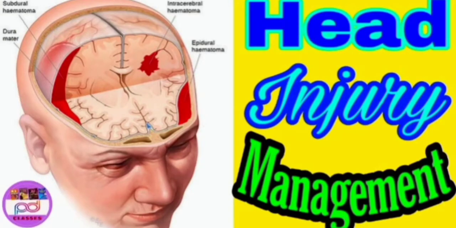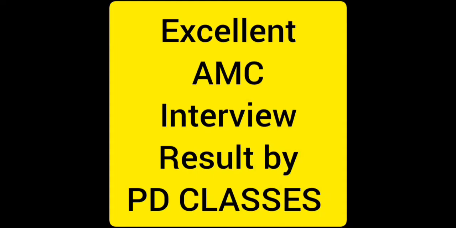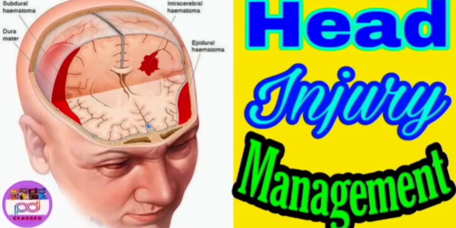Management of head injury. In patients with head injury, first of all, we have to suspect a cervical spine injury as well. Therefore, the first step should be to secure the cervical spine by using a Philadelphia collar. And secondly, we would monitor the GCS of the patient and grade the head injury according to the GCS.